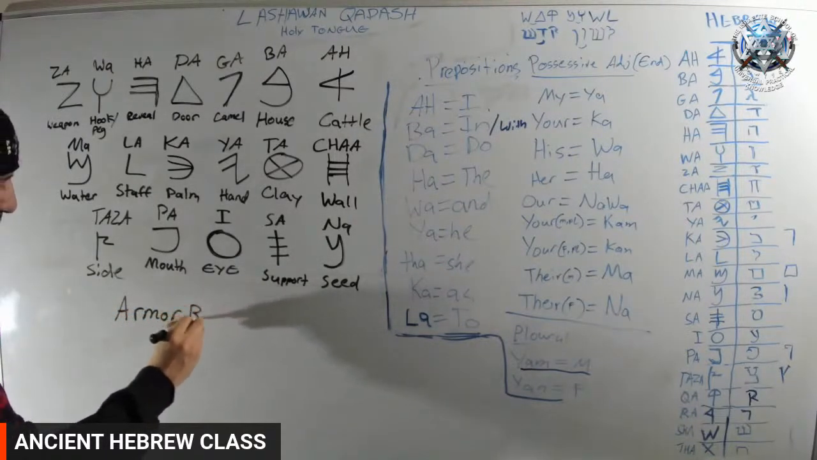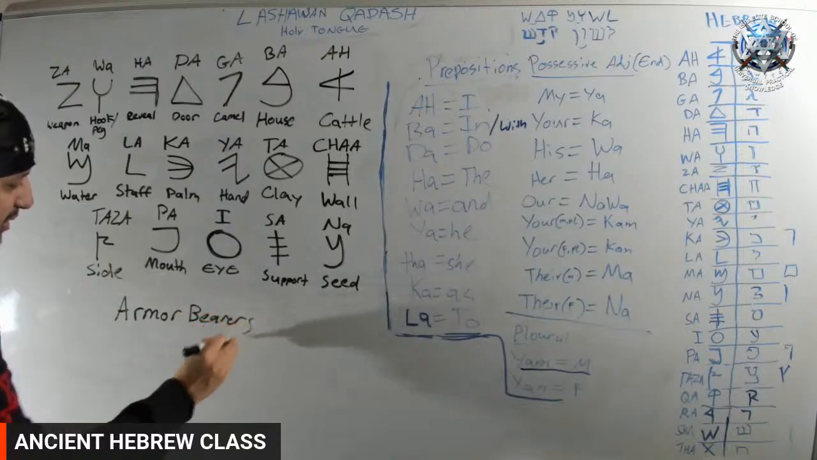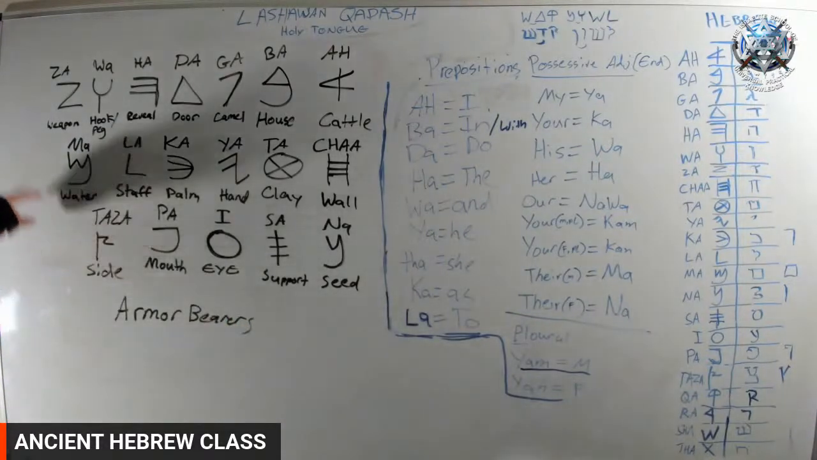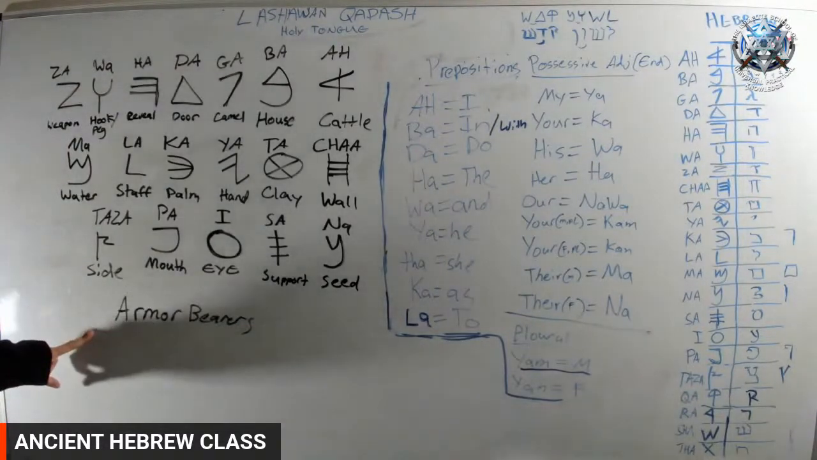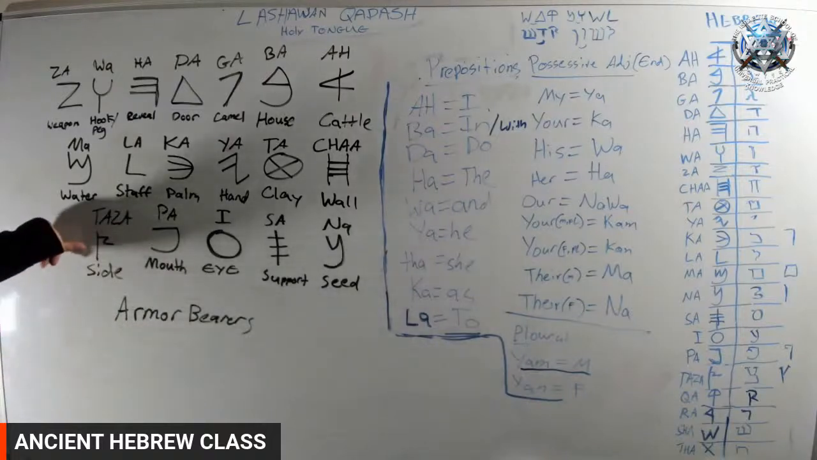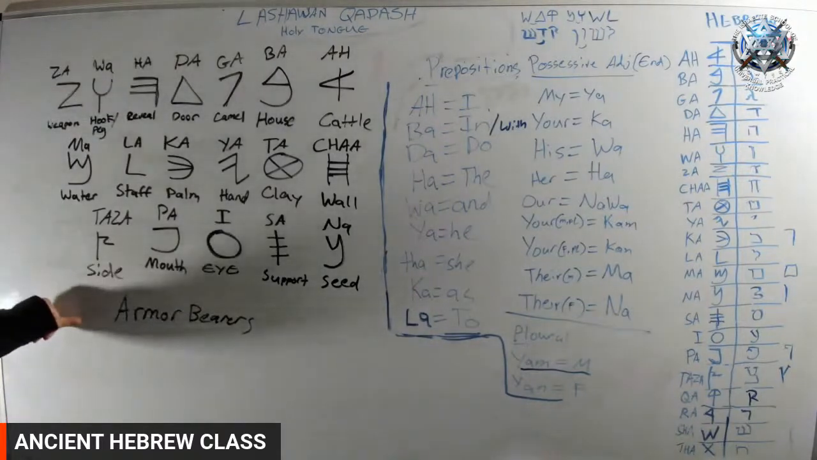Armor bearers, because it literally means leadership and weapon. And so what an armor bearer does is they hold the weapons for the person that has been doing battle with them.